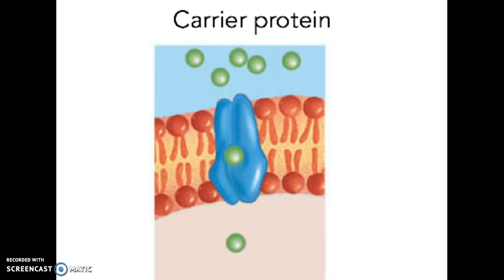In a carrier protein, they act similar to channel proteins, but they receive a substance and change their shape. This change serves to move the substance across the membrane. A carrier protein transports sodium and potassium ions across the plasma membrane of a nerve cell. Without this reaction, nerve impulse conduction would be impossible.